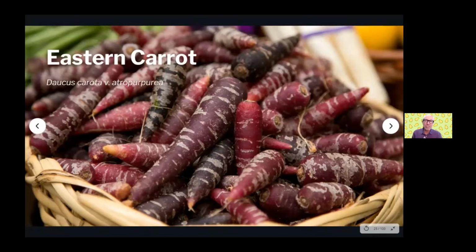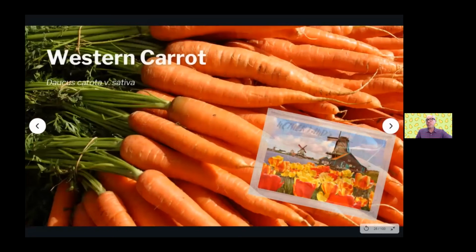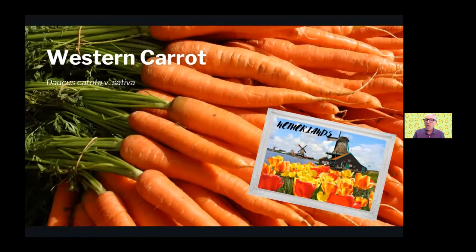But in the East, the purple color was preferred for whatever reason. And carrots in the East are purple. It's just what's preferred. It's just what they expect to find at the market. If they're going to get some carrots for whatever they're making, they're going to expect what comes home to be purple.